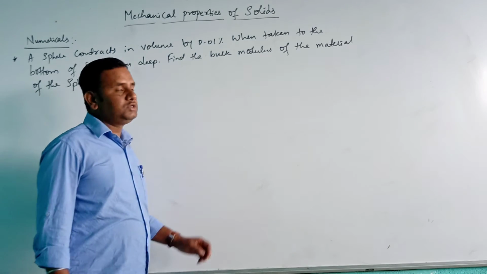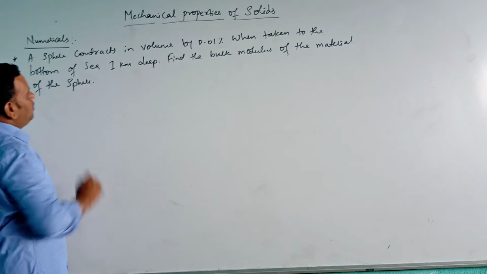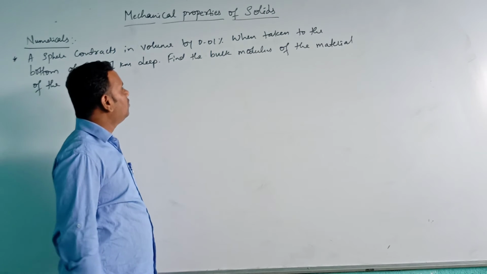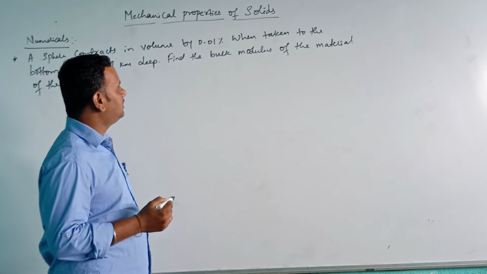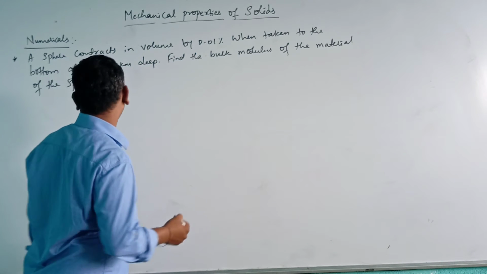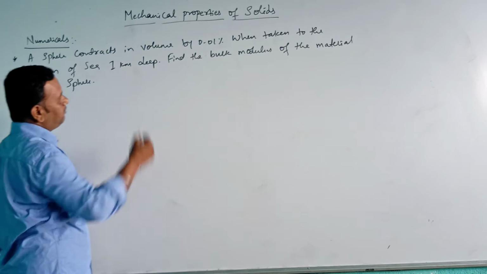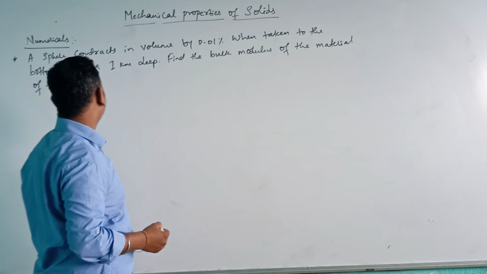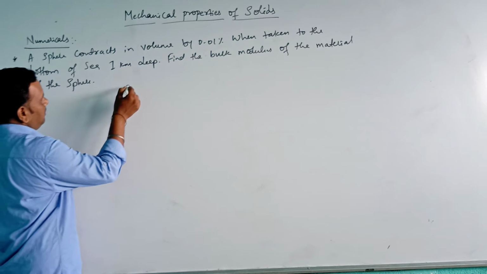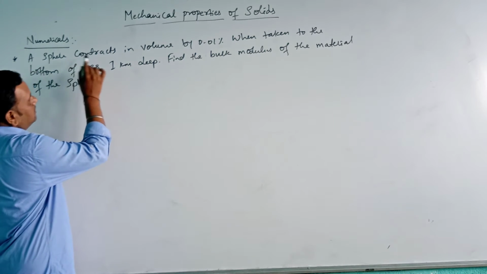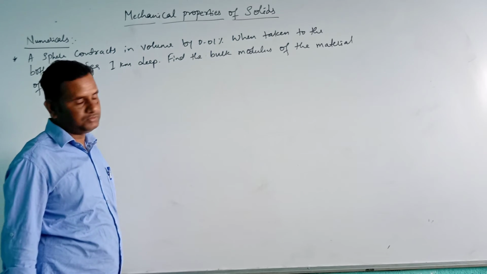So let us move on towards the second question. A sphere contracts in volume by 0.01% when taken to the bottom of the sea, 1 kilometer deep. Find the bulk modulus of the material of the sphere. So there is a sphere which is contracting in its volume by 0.01%.